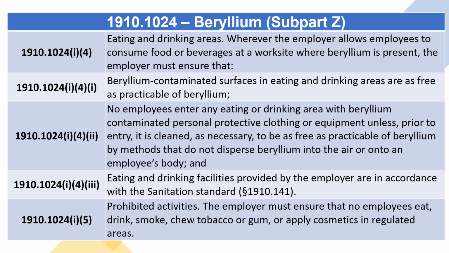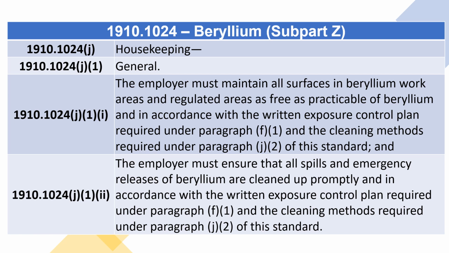1910.1024, I-5, prohibited activities. The employer must ensure that no employees eat, drink, smoke, chew tobacco or gum, or apply cosmetics in regulated areas. 1910.1024, J, housekeeping. 1910.1024 J1 General.